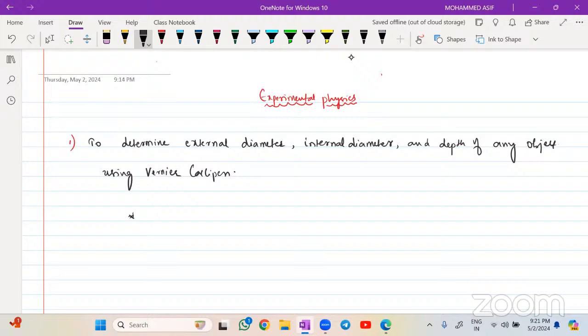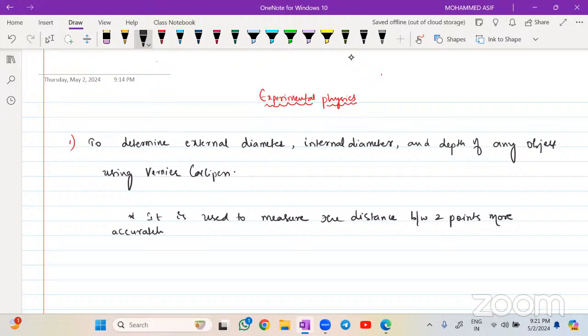अब इसमें पॉइंट्स क्या याद रखना है बेटा? See, vernier caliper is a device which is used to measure the distance between two points more accurately than a meter scale. जो मीटर स्केल से नहीं कर सकते वो हम लोग वर्नियर कैलिपर से कर सकते हैं. Okay, I can say that it is used to measure the distance between 2 points more accurately than a meter scale.